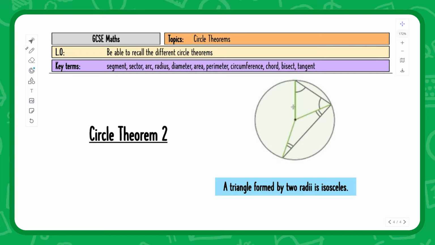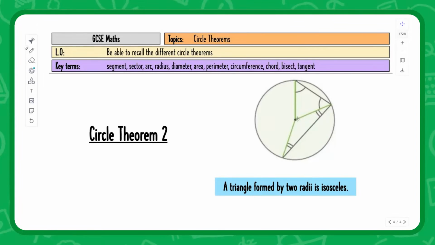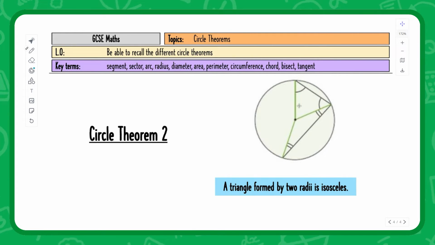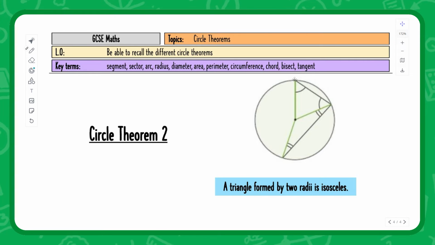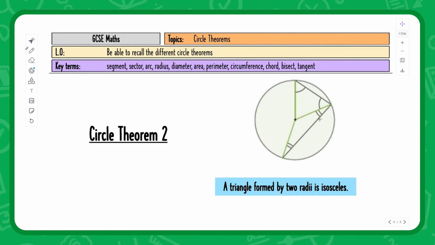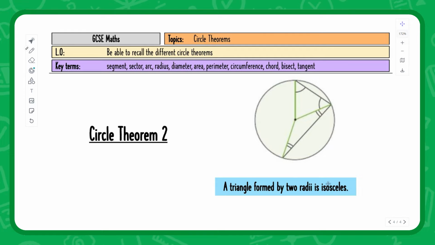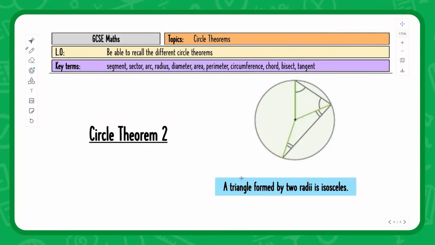I have seen some students go into more complex reasoning, which is fine, which is to say that an isosceles triangle is formed between two radii and a chord. That's fine. But again, try and make your reasoning as simple as possible so that you don't panic in an exam when you're having to reason.